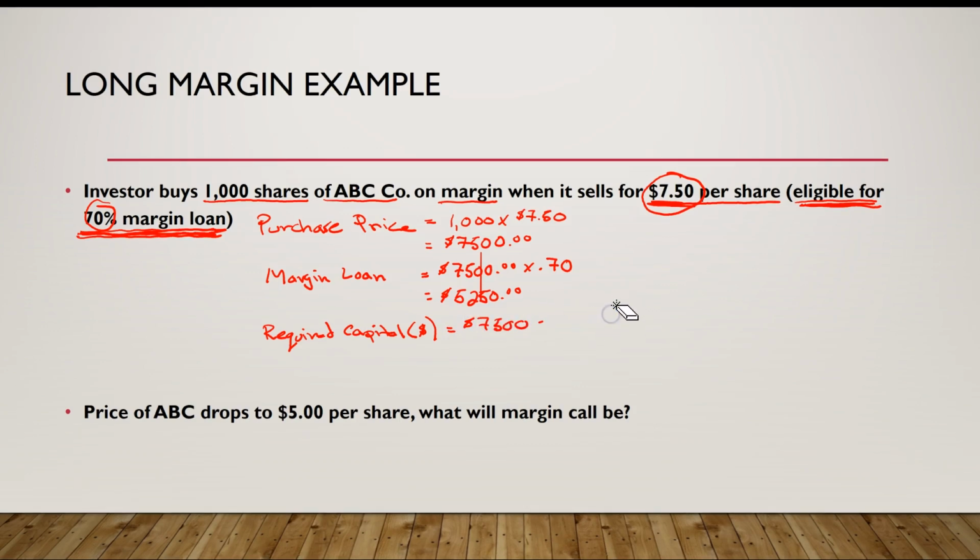Hello everybody, I'm back. So I got a quick call there. So this is going to be $7,500 minus this $5,250, right? The loan that I was given here. So then the required capital that I must put up is going to be just about $2,250. Okay, so that's the required capital that I must put up for this transaction.